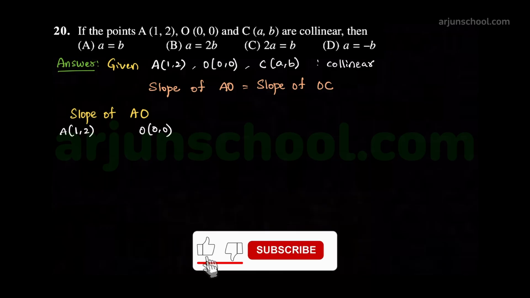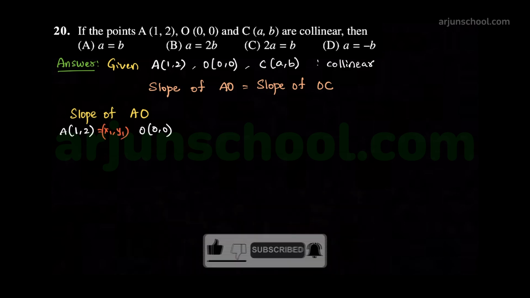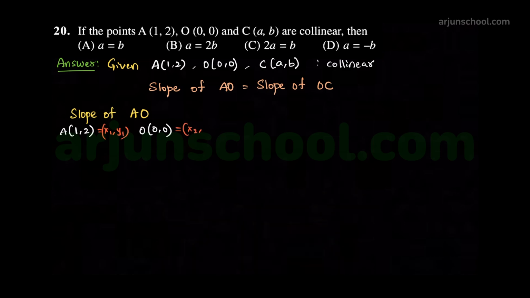Point A is (1, 2) and origin O is (0, 0). Let us consider point A as (x1, y1) and point O as (x2, y2). Now let us find the slope of AO. Slope m of AO is equal to, what is the formula? Formula is (y2 minus y1) by (x2 minus x1).